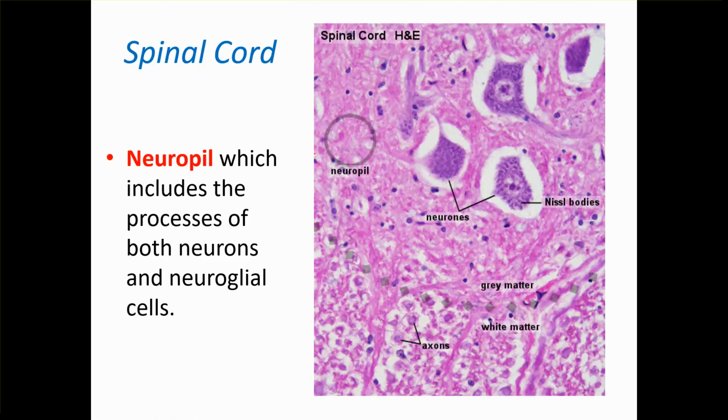Further, we can also notice something called neuropil. Neuropil is made up of the processes of both the neurons and neuroglial cells. This is a place where the processes of the neurons and the neuroglial cells meet, so that is called the neuropil. I just want you to know the name of this area. And again we can see some neurons.